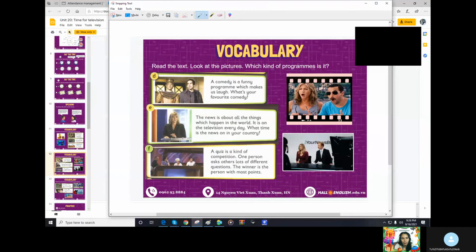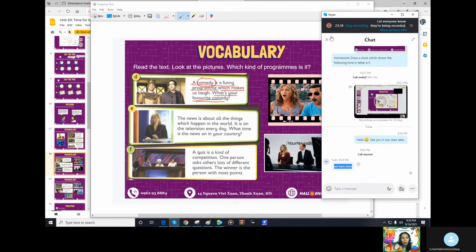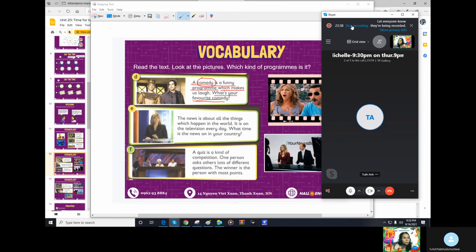What kind of program is it? Can you read? Comedy is a funny program which makes us laugh. What's your favorite comedy? So a comedy is a funny program which makes us laugh. What's your favorite comedy? Oh, I think I love watching comedy films because it's funny. How about you, Anne? Do you love watching comedy films? Yes, I do.